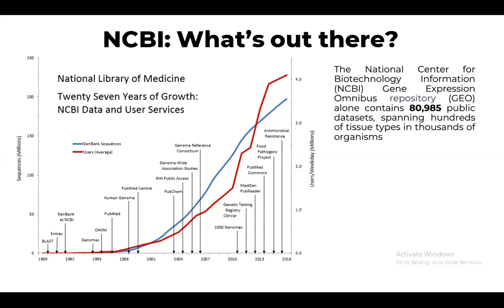NGS continues to emerge. And by the year 2018, nearly 1 lakh whole genomes were sequenced. As a result, a lot of data from experiments is available, and today there is an ever increasing number of data sets available that help researchers understand cellular processes. Till date, Gene Expression Omnibus, one of the biggest repositories at NCBI, alone contains more than 80,000 public data sets that span hundreds of tissue types and thousands of organisms.